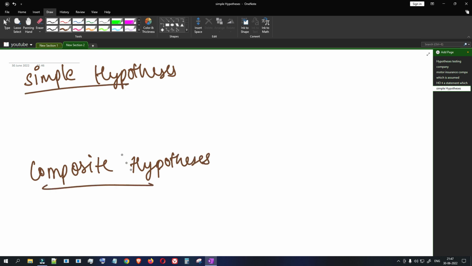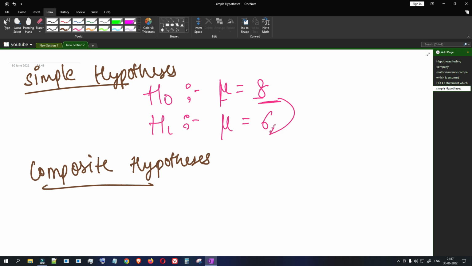So let's understand what simple and composite hypothesis means. Let's say that I have said already that H naught is mu equals 8. I am saying that the true mean would be 8, and the alternative hypothesis is that mu equals 6. Now, I am pretty sure that if mu is not 8, then it would be 6, because the alternative hypothesis is 6 only. So, why are we saying it like this? Because we have already said that if H naught is true, then the other possibility would only be H1. So, here we are sure that if mu is not 8, then it would be 6.